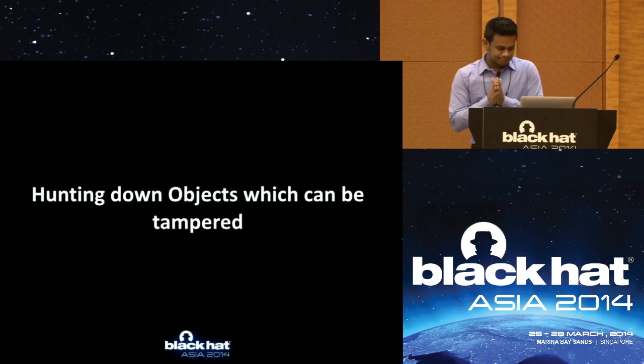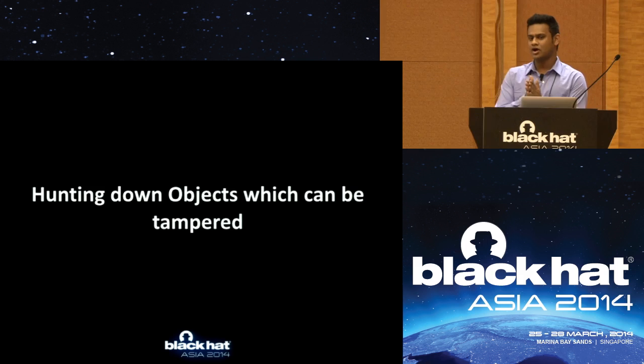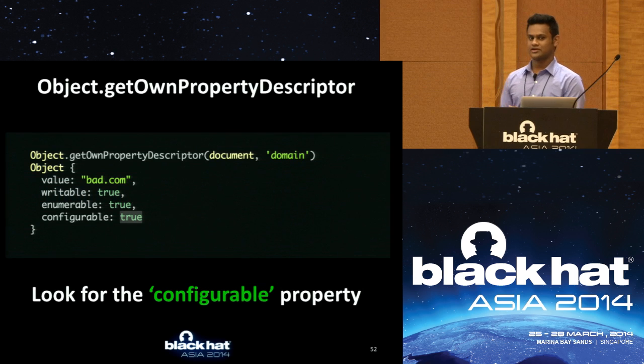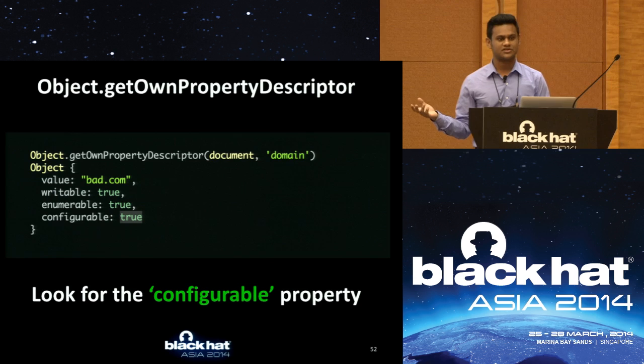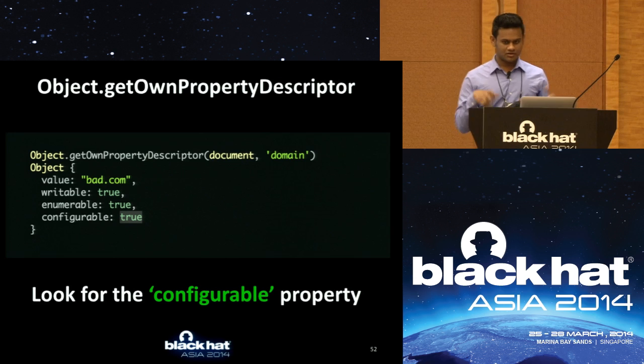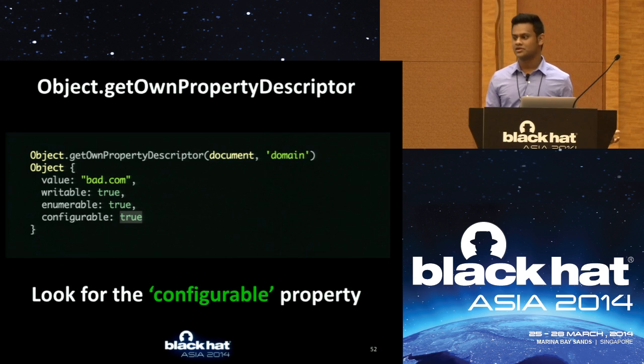So with that being said, how do we hunt down these kinds of things, especially the things which we talked about? How did I find that even document.domain can be spoofed? How do we go about it? Okay, so there is something called Object.getOwnPropertyDescriptor. It's again an ECMAScript 5 specification. It's going to tell you what the current object's descriptor is like. What's the configurability? Was it writable? Was it being frozen?